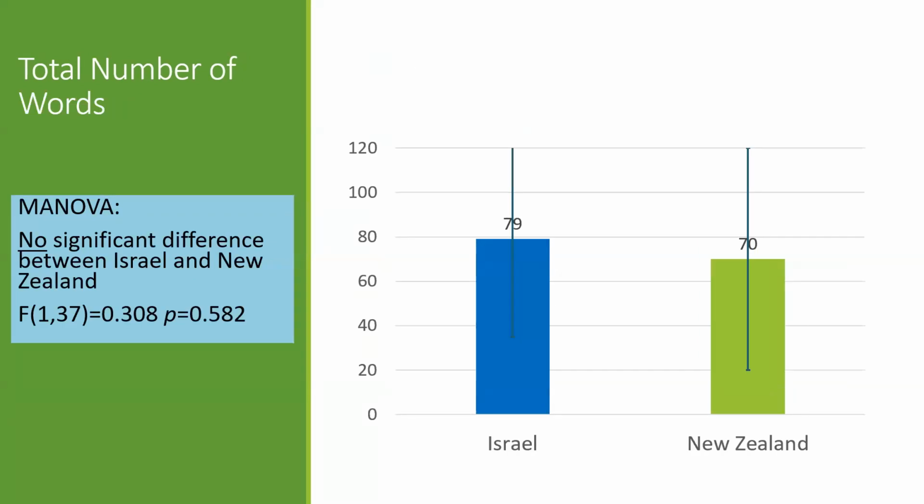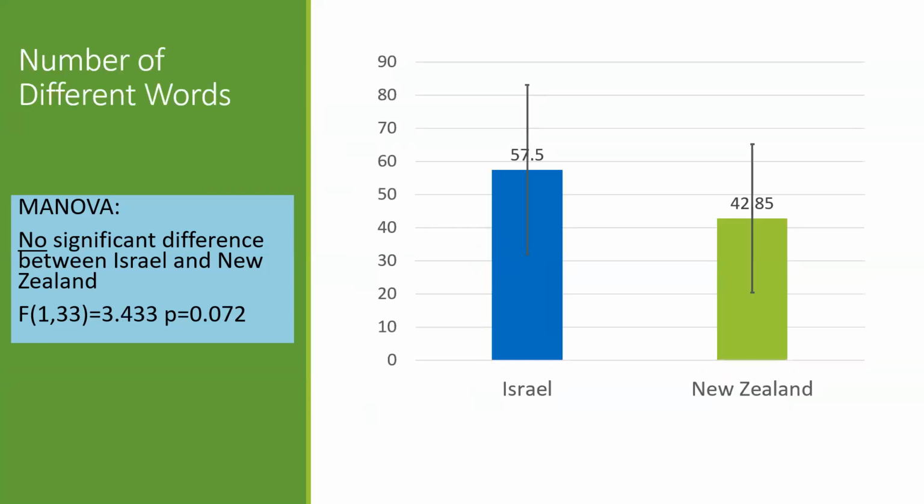Here we see the total number of words, a comparison between Israel and New Zealand. Again, Israeli children produced more words than the New Zealand children. But again, the difference between the groups was not significant. Here we see the number of different words.